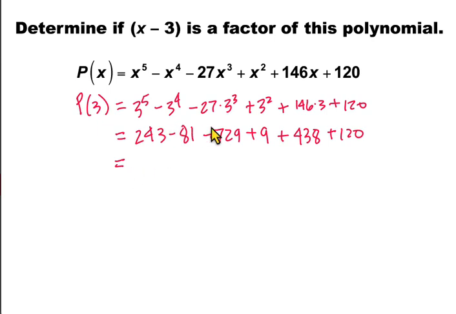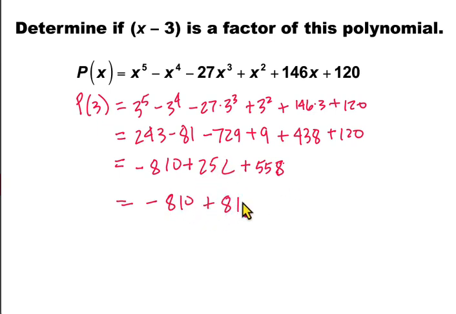Combining the negative terms, these two, we get negative 810, and then let's combine pairs of positive terms. So 243 plus 9 is 252. And then 438 plus 120 is 558. Negative 810 plus, and these terms combine to also equal 810. So both terms cancel out, and we're left with 0. So x minus 3 is a factor of this polynomial.